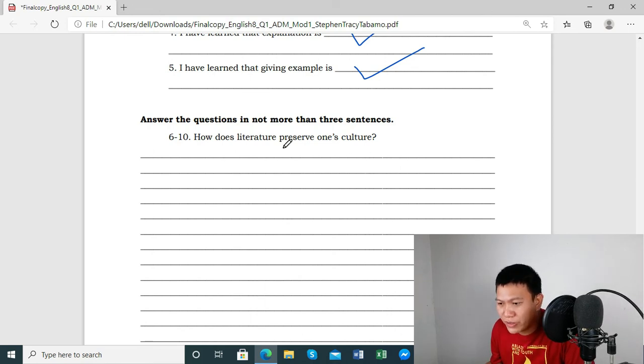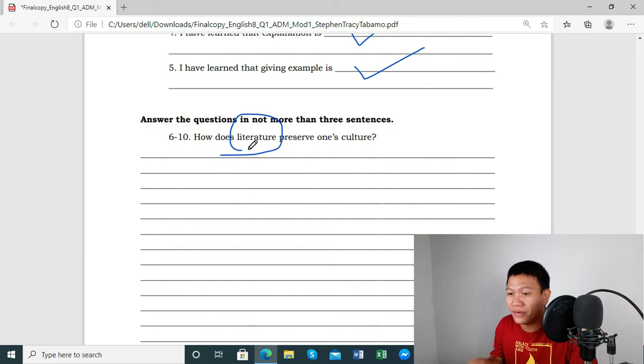How does literature preserve one's culture? So papaano ba na-maintain o napepreserve ang kultura ng isang lugar through the use of literature? So when we say literature, tula, kanta, kwento, folktale, and so on. Paano natutulungan ng mga kanta, pagkakanta, pagtutula, pagbabasa ng kwento o pagsusulat ng kwento, ang pagpe-preserve ng isang kultura. Okay?